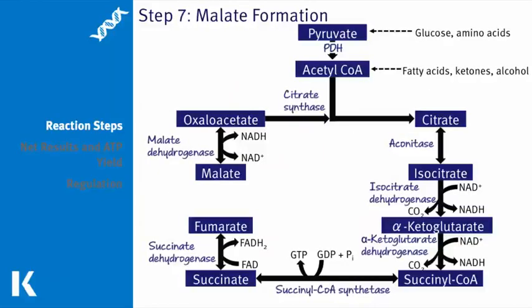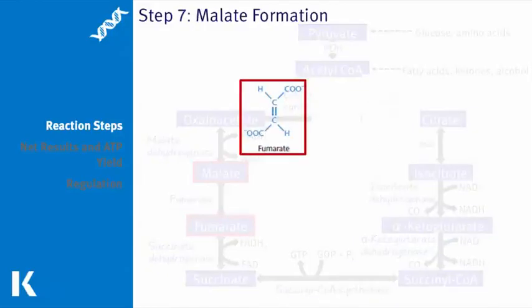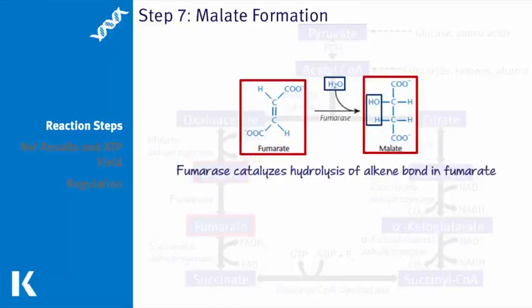Next in the citric acid cycle is malate formation, driven by the enzyme fumarase. In this step, fumarate is hydrolyzed to produce malate. The hydroxyl group and the hydrogen from water are added to either side of the double bond, breaking that double bond. A small stereochemistry note here: while there are 2 enantiomers possible for malate, only the L-malate forms.